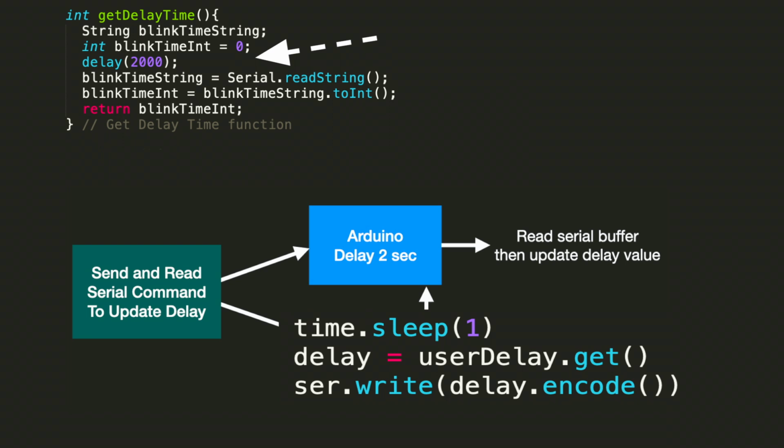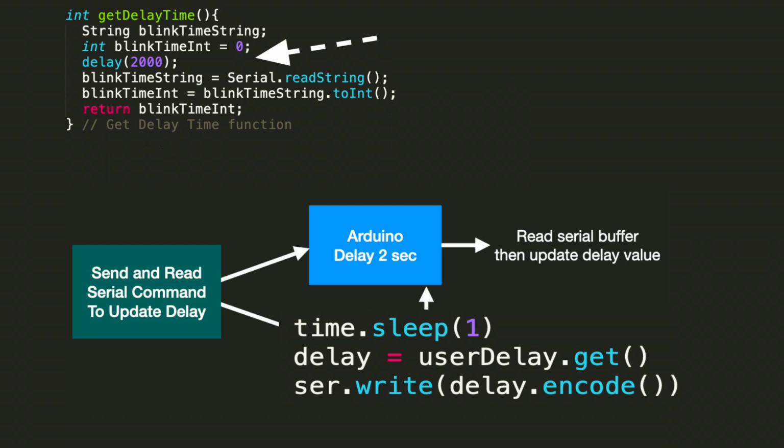Delay is going to get the value from the user delay menu, and we're using the get method. And then finally we do a serial write. And we do delay, which was assigned before, and we do dot encode. This takes care of the formatting so the Arduino can read and interpret the correct value.